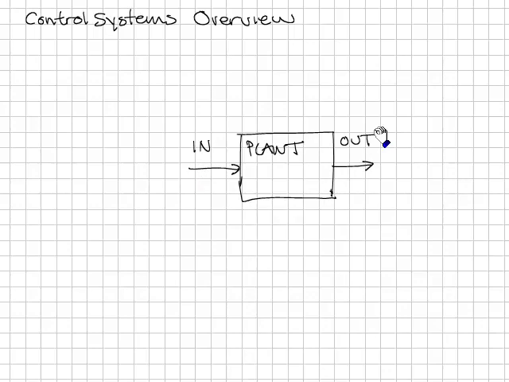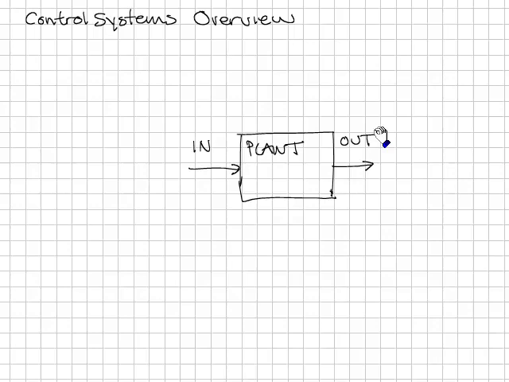Control systems is one of those courses where it's easy to get lost in the math and forget what you're doing. So I want to give you a quick overview of what control systems is trying to accomplish. We begin with what's referred to as the plant. This is some physical system that has an input and an output. Our goal is to make the output respond a specific way for a given input.